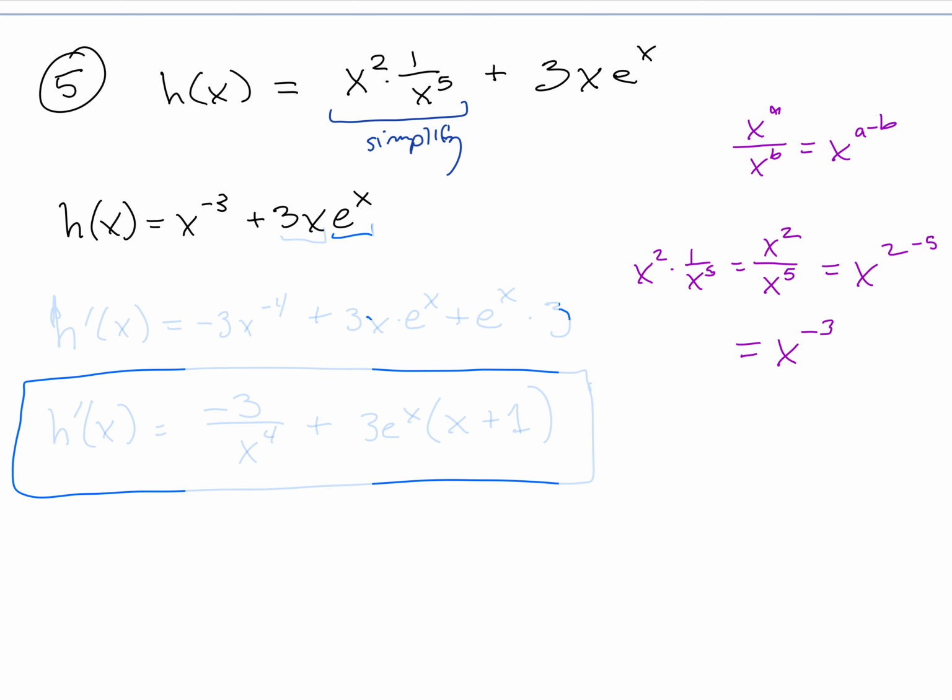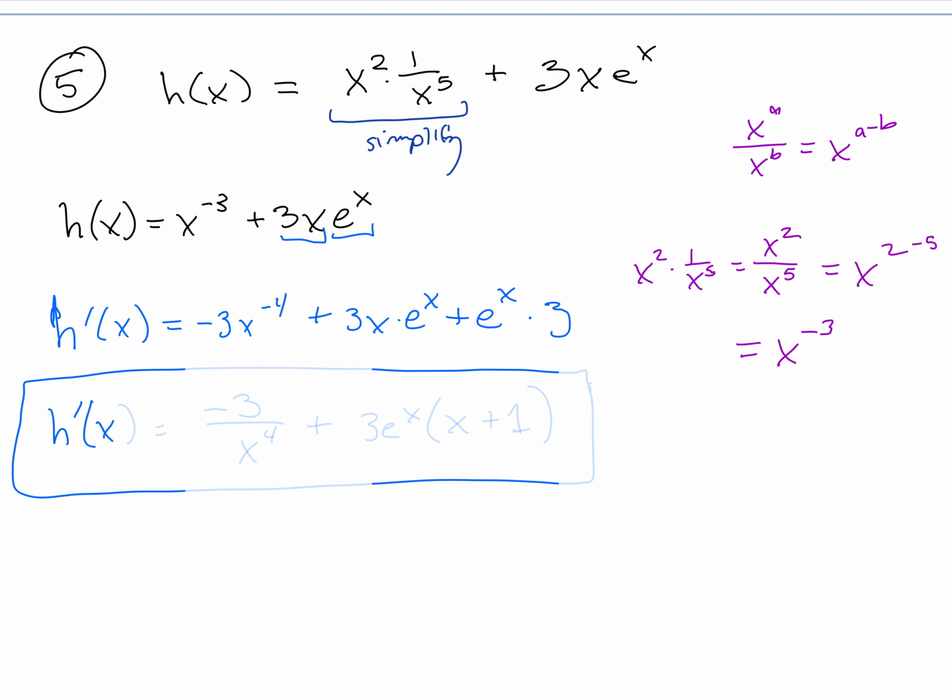Okay, so now actually taking the derivative, h prime of x is equal to, using the power rule, negative 3x to the negative 4, plus, now we do need the product rule on this. So our first, 3x, times the derivative of the second, the derivative of e to the x is just itself, plus the second, that's e to the x, times the derivative of 3x, which is just 3. And so we could simplify this.